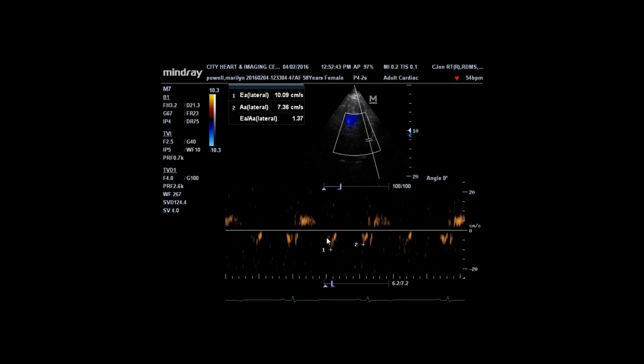The lateral E prime is usually larger than the medial E prime. You get this on all tests that you do. The lateral E prime is usually larger than the medial E prime.